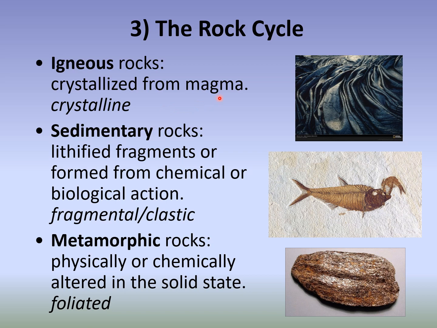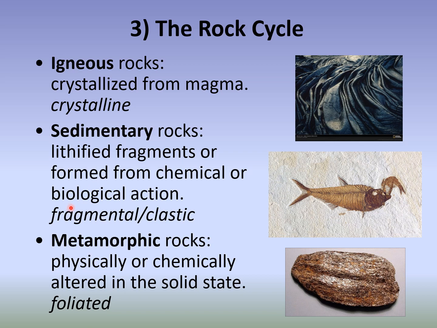And that can be magma that erupts or magma that slowly cools within the crust, and those are two different types of igneous rocks that we'll talk about in this class. Then you have sedimentary rocks. These are lithified, so that means became rock. Fragments, or they're formed from chemical or biological action, and we call these fragmental or clastic rocks. And as the name implies, these are when sediments get compiled together to form a rock.